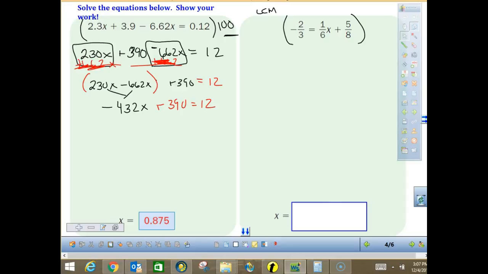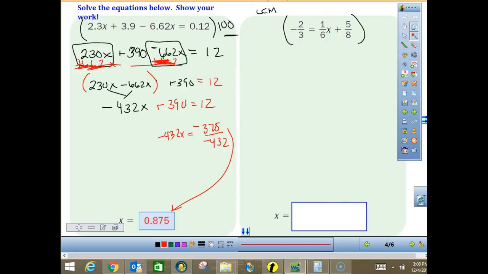So if you're checking your work, you could do that by finishing that problem, right? It's going to give us a negative 378 that you're dividing, okay? So this was a negative 378 on this side divided by negative 432x. That's how we got it. Okay? Let's go down and look at the one next to it.